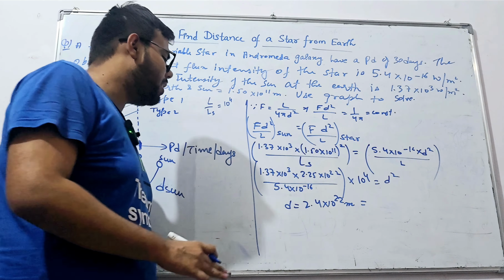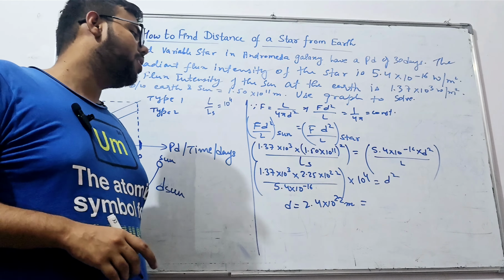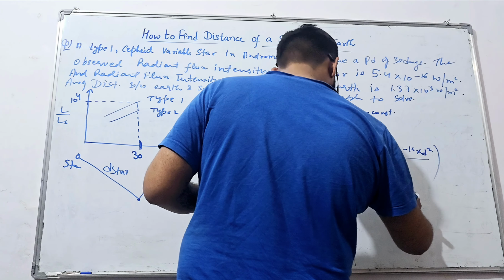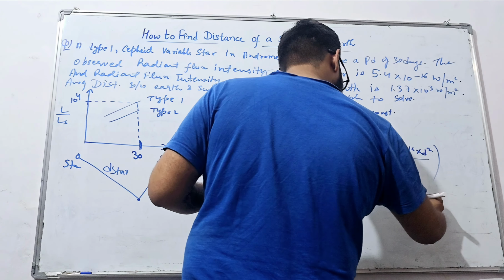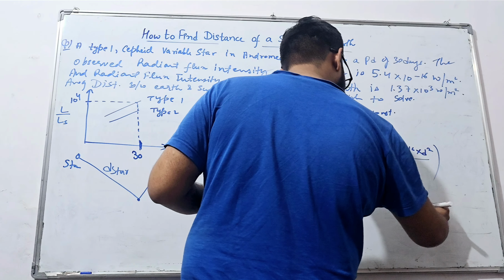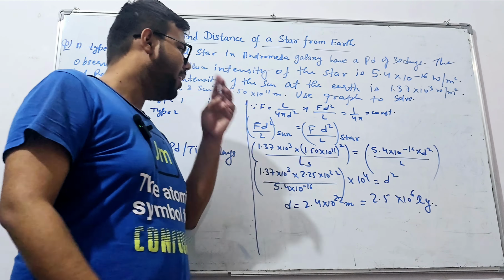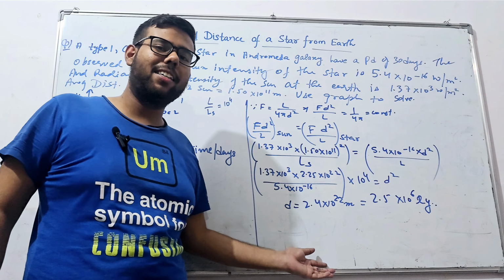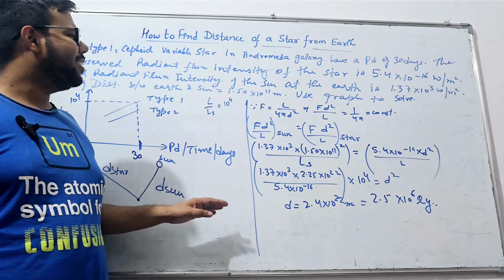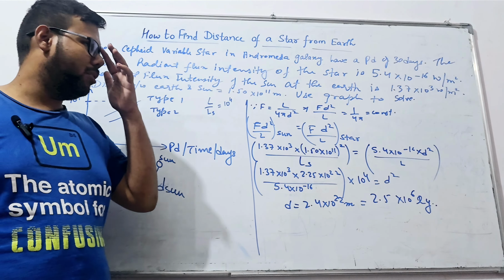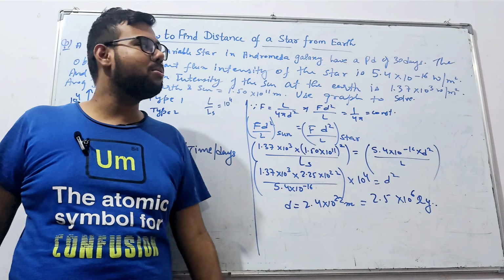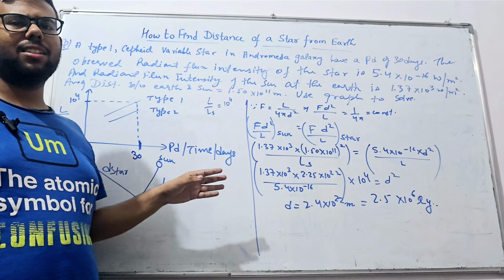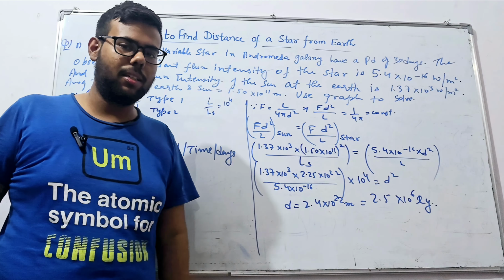And if you express it in terms of light years, you're going to get 2.5 × 10^6 light years, right? And this is how you measure the distance of stars from Earth. See how simple it is. Of course, you need to know a bit of physics to know these data, right? To observe this data, but it is not that difficult.